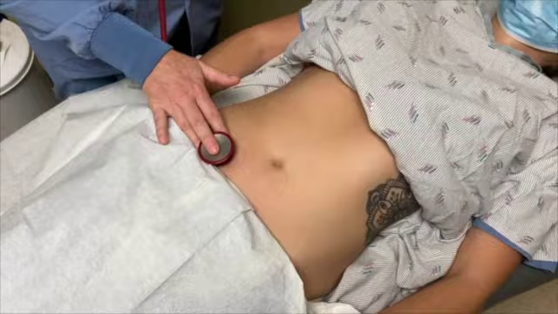Remember, you're listening to see if bruits are present or absent. If you're not listening correctly, for instance, if you're using the diaphragm, you might miss one that's actually there. If you have your stethoscope in the wrong place, you won't know if you've missed it. So be careful it's in the right place. Now we're going to move on to percussion.